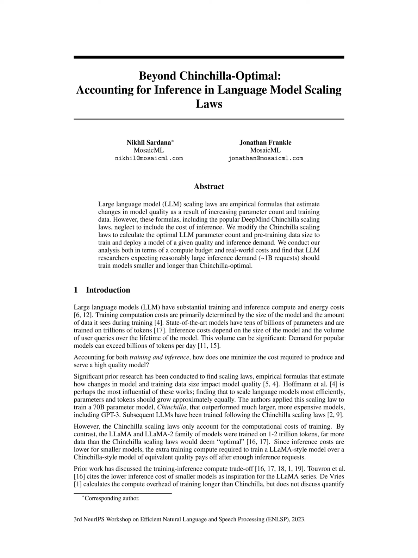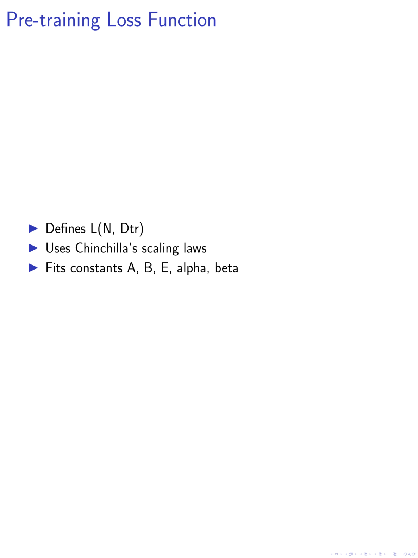In this paper, we begin by defining the pre-training loss function as L(N, DTR), where N represents the number of parameters and DTR stands for pre-training tokens. We utilize the scaling laws from the Chinchilla paper to derive this parametric loss function and to fit values for the constants A, B, E, alpha, and beta.